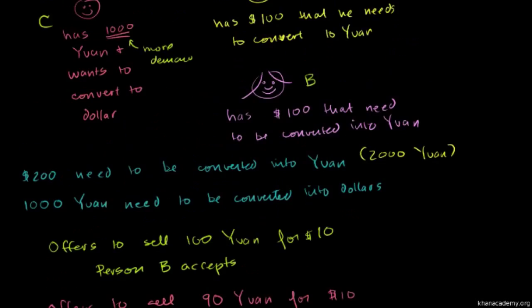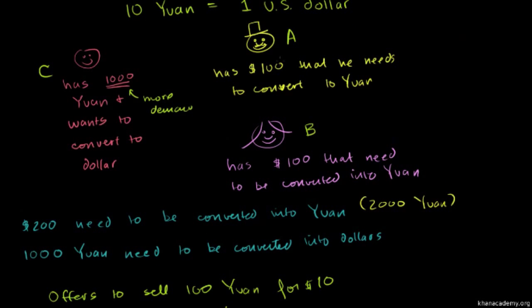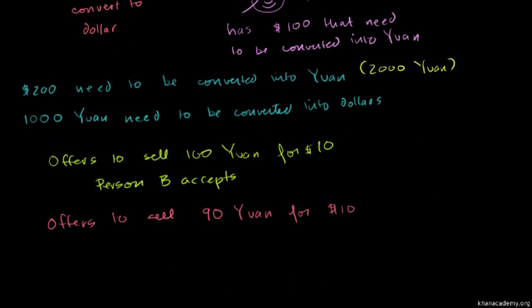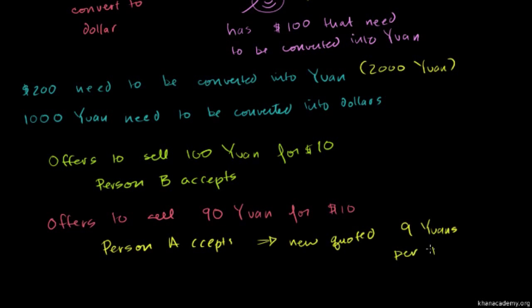So all of a sudden, this person has a lot of dollars he needs to convert into won. So he accepts really fast. So person A accepts. And I'm doing a huge oversimplification, but it gives you the general idea to show you that this really is a market. Person A accepts. All of a sudden, we have a new quoted exchange rate. All of a sudden, we have an exchange rate of 9 won per dollar.